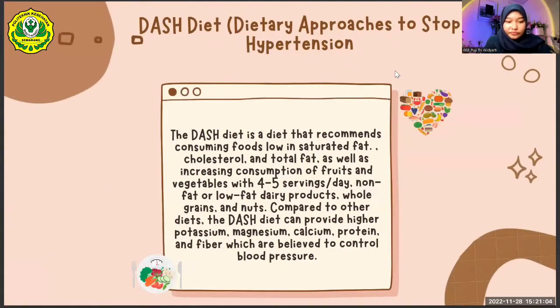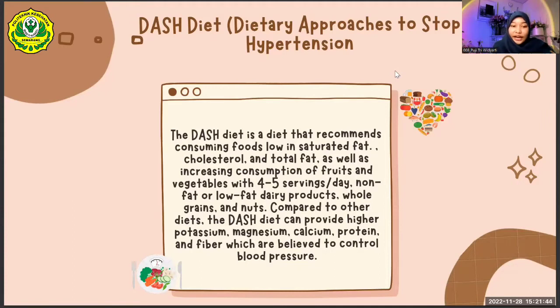And then, apart from the 3 previous diets, there is one more diet, namely the DASH diet or Dietary Approach to Stop Hypertension. Okay, the DASH diet is a diet that recommends consuming food low in saturated fat, cholesterol, and total fat, as well as increasing consumption of fruit and vegetables with 4 until 5 servings per day, non-fat or low-fat dairy products, whole grains, and nuts.